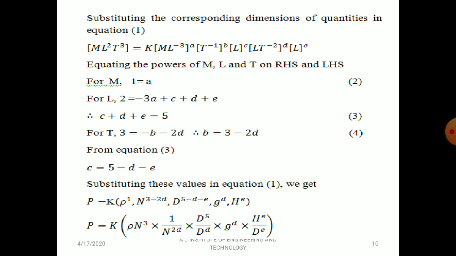Now the next step in the Rayleigh method is equating the powers, following the dimensional homogeneity concept. So let's go for equating the powers of M, L and T. First, let's go for equating the power of M.